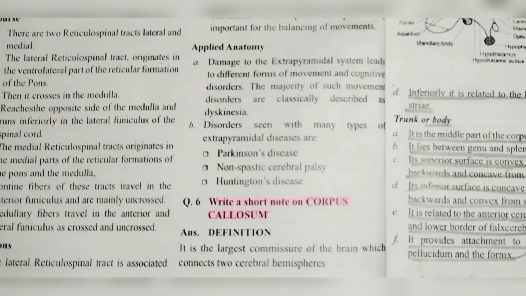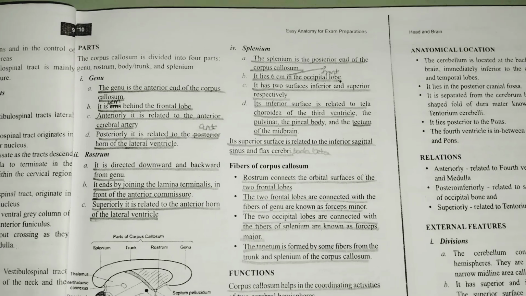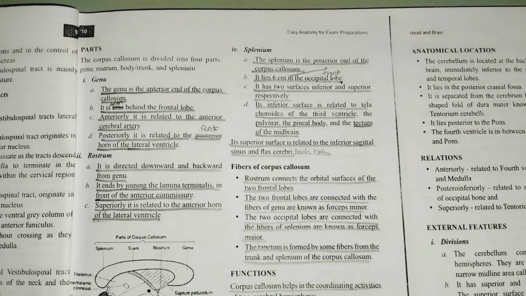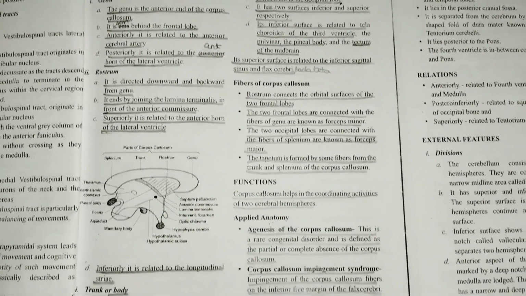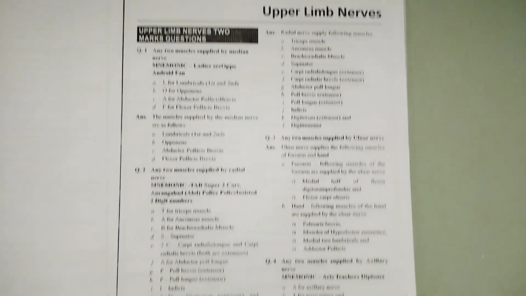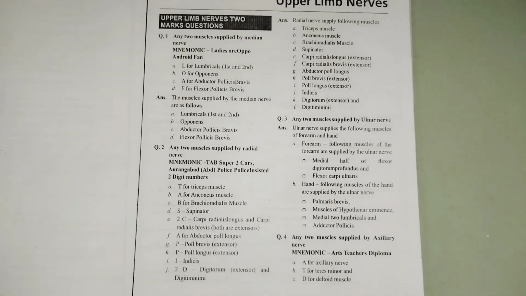Okay, now let's see how the answers are framed. As you can see the question here, write a note on corpus callosum. For this question, we have definition, parts, diagram, functions, and lastly, applied anatomy. Remember that every answer must end with applied anatomy.